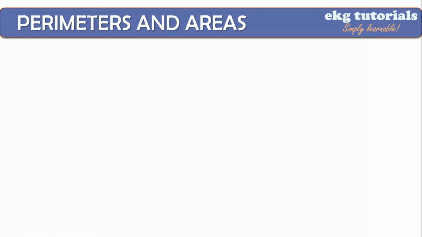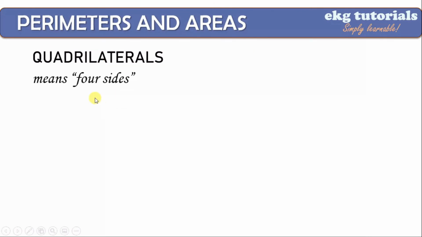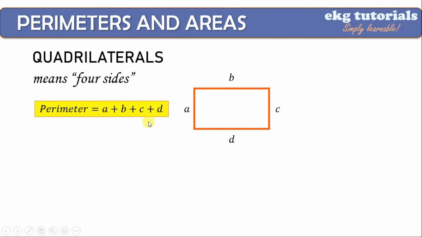Let's move on to another shape: quadrilateral. Basically, it means 4 sides, quad and lateral. Now, if we have this quadrilateral, solving for the perimeter is easy. Again, you just add the 4 straight sides, and you have the value of the perimeter. Now, what about the area?